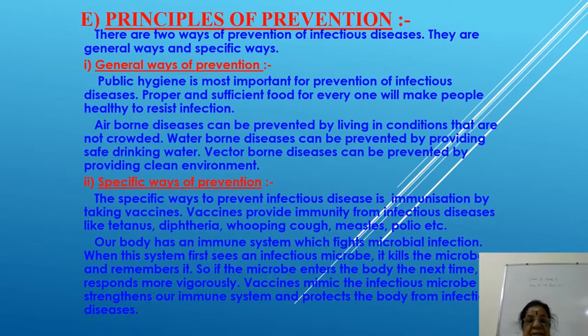So vaccines contain a minimized form of the infectious microbe, mimic the infectious microbe, and strengthen our immune system and protect our body from infectious diseases. I hope you are able to follow this.